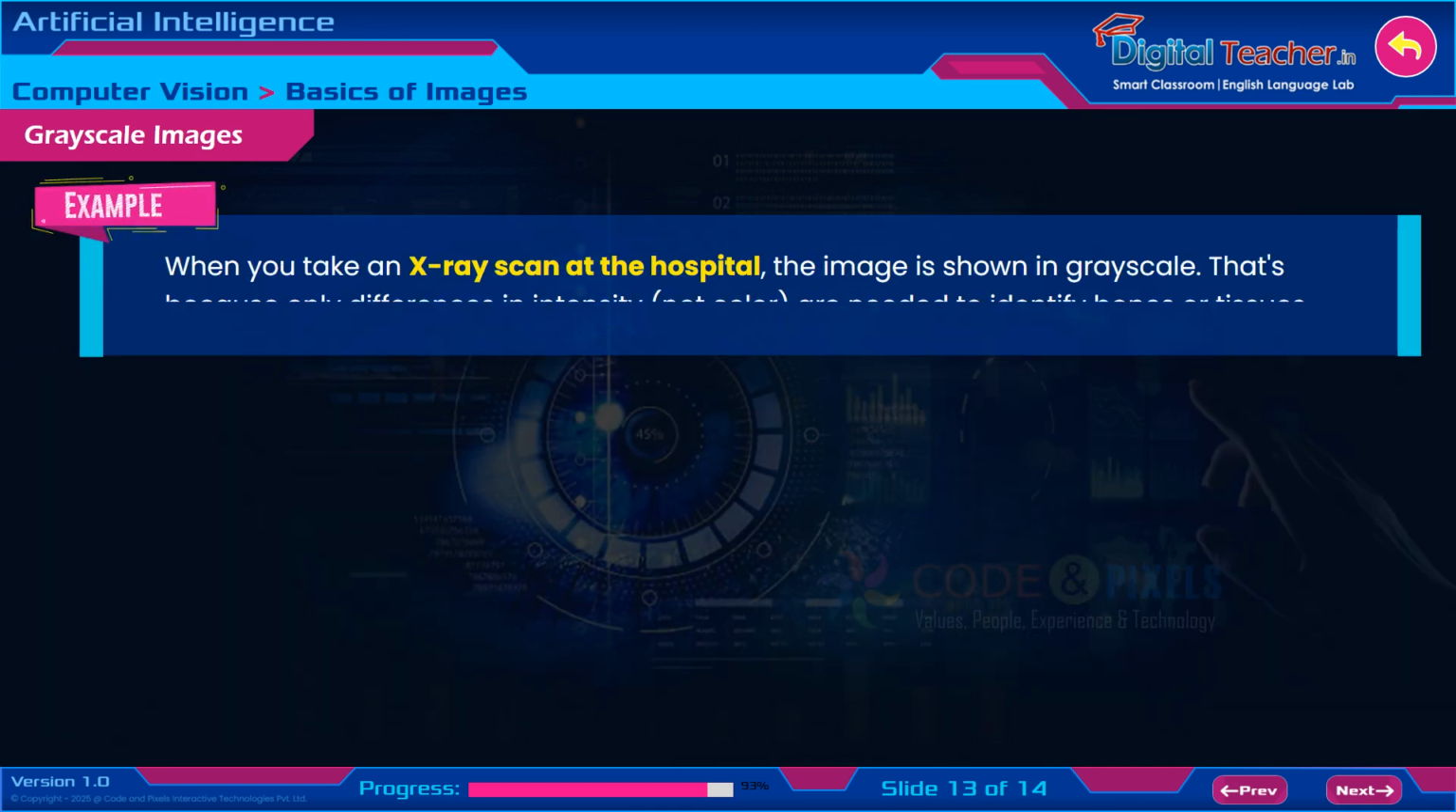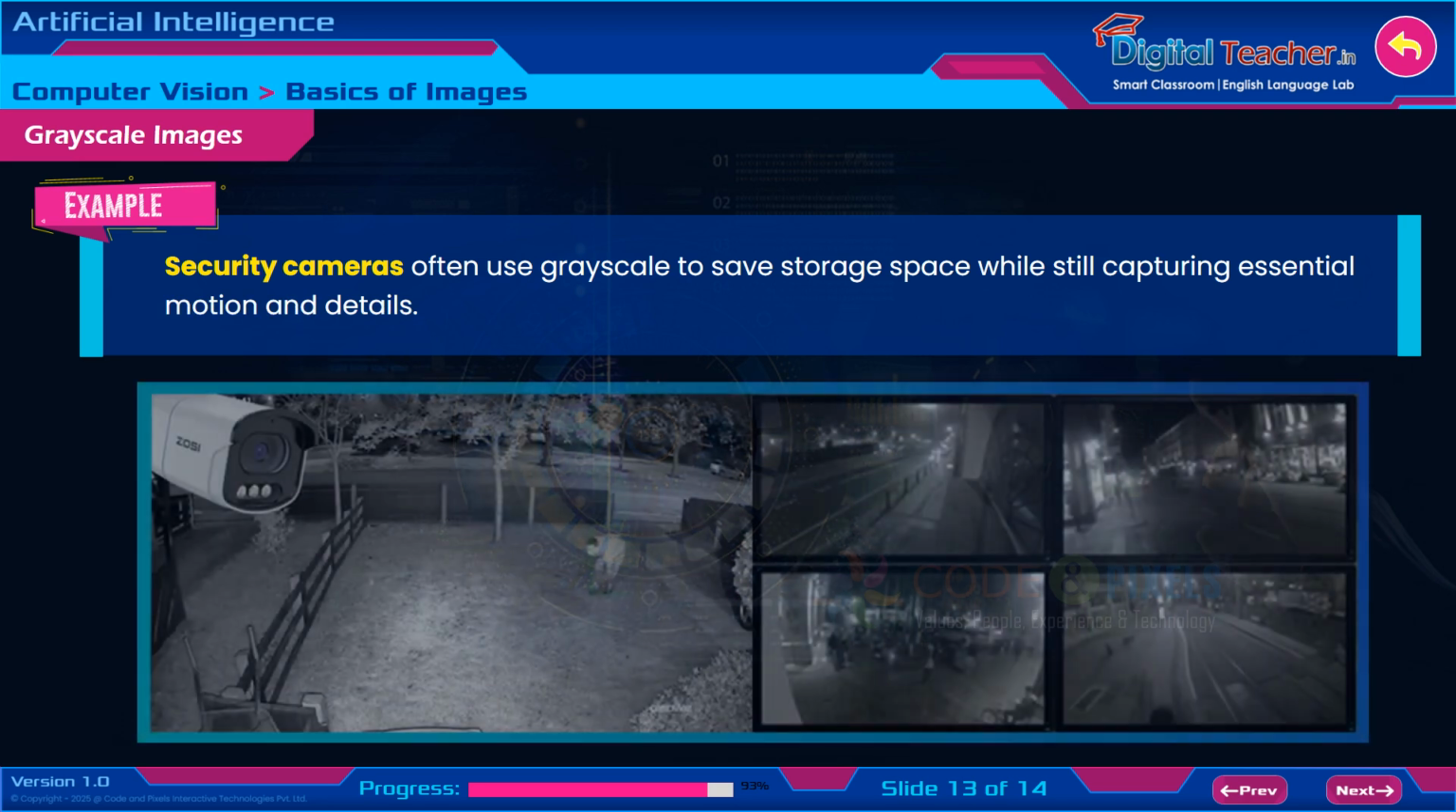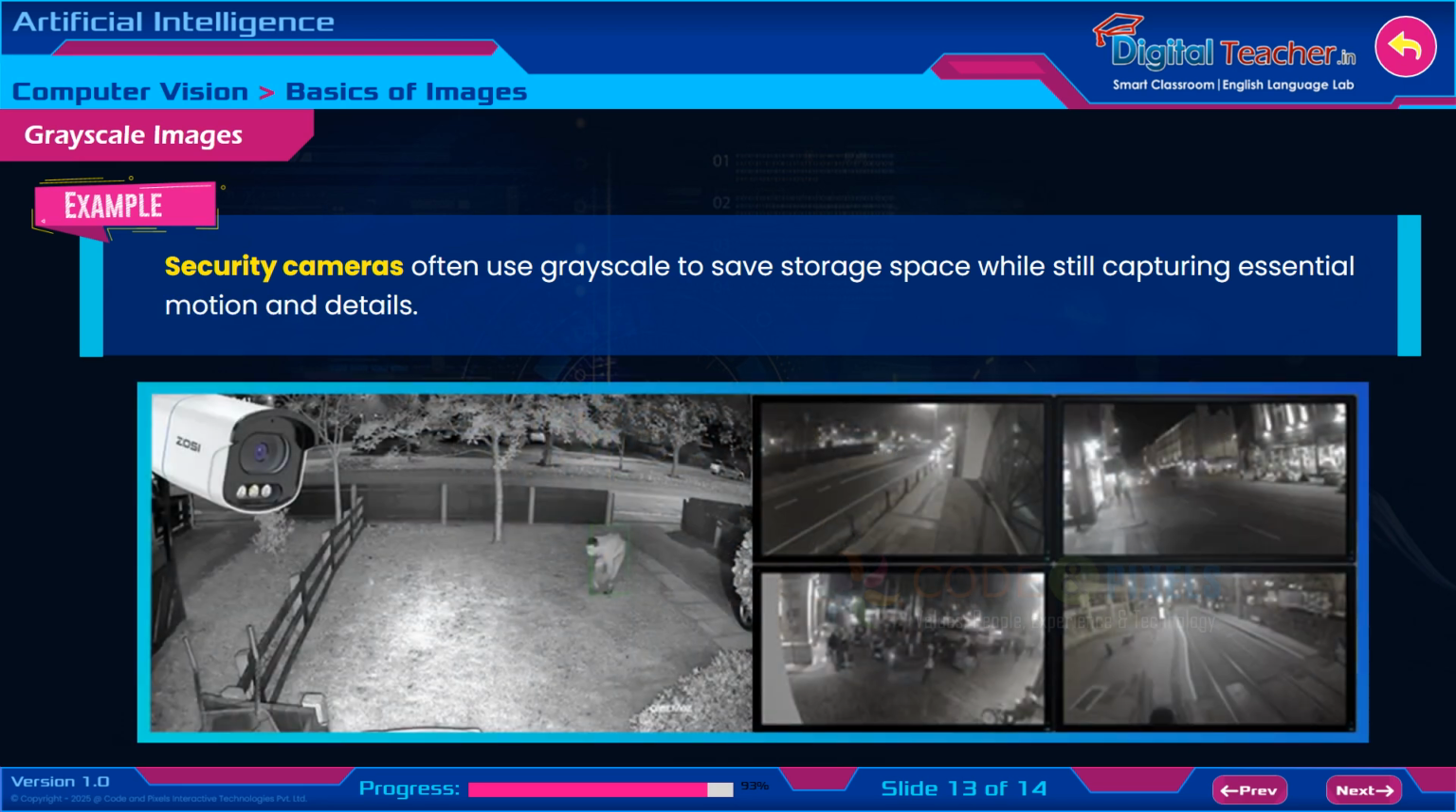Example: when you take an X-ray scan at the hospital, the image is shown in grayscale. That's because only differences in intensity are needed to identify bones or tissues. Also, security cameras often use grayscale to save storage space while still capturing essential motion and details.